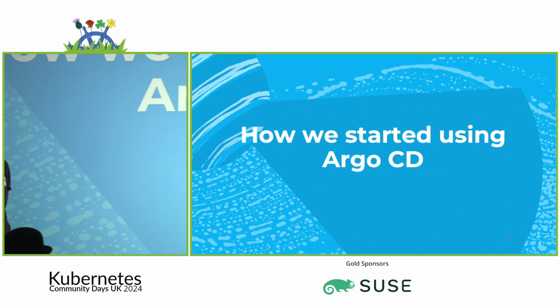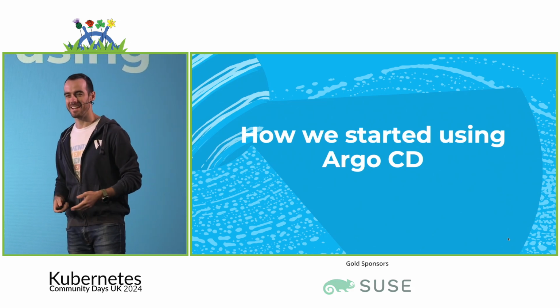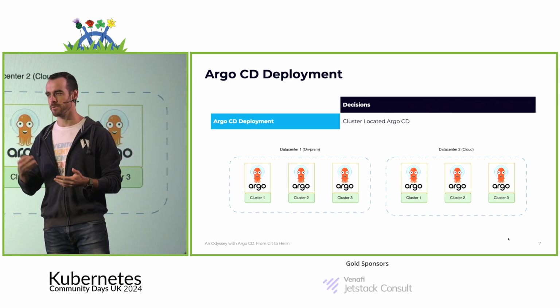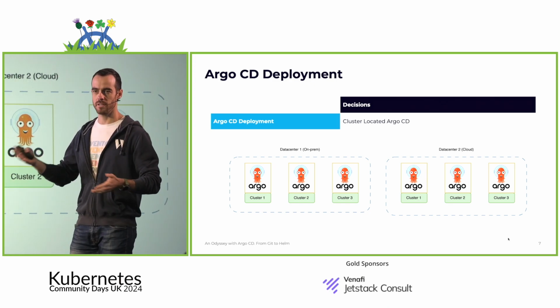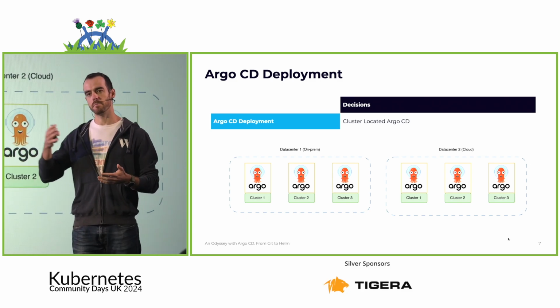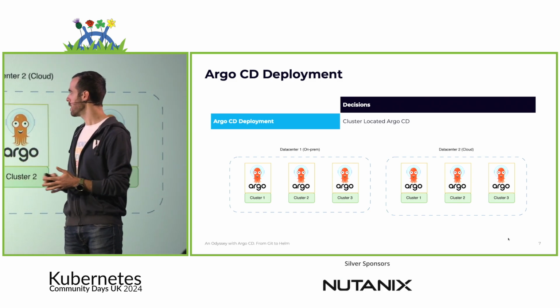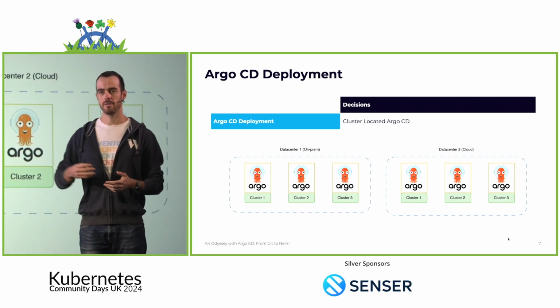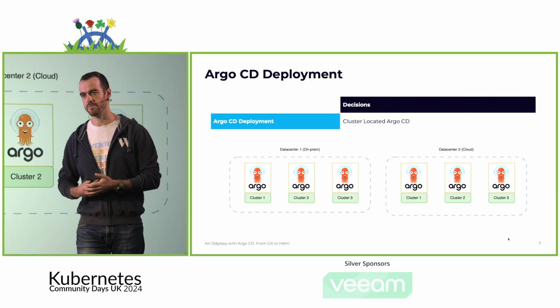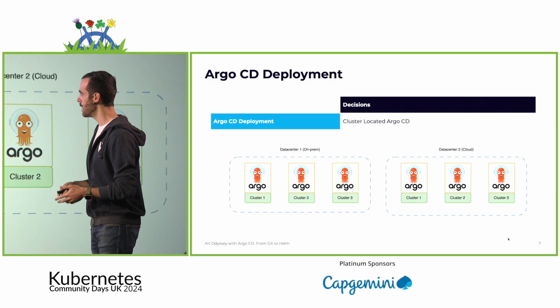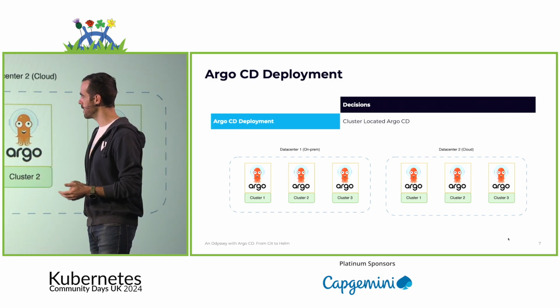Right, thank you. Let me try again: how we started using ArgoCD. The first question we asked ourselves was whether to have a single ArgoCD instance to control all the clusters, or to have an instance per cluster. Due to security reasons, following on what Farah said about the security requirements and isolation between data centers, we went with the second option.